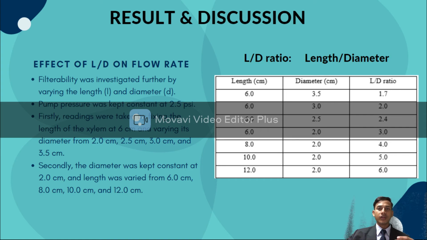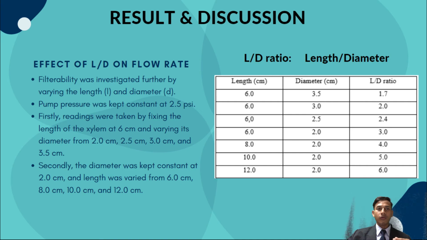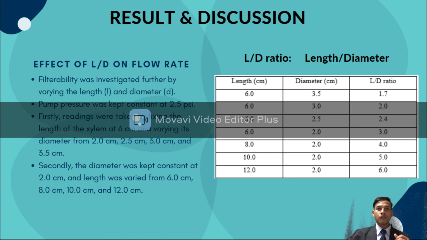Secondly, the diameter was kept constant at 2 cm and the length was varied from 6 cm, 8 cm, 10 cm, and 12 cm. The formula to calculate the L/D ratio is dividing length over diameter.